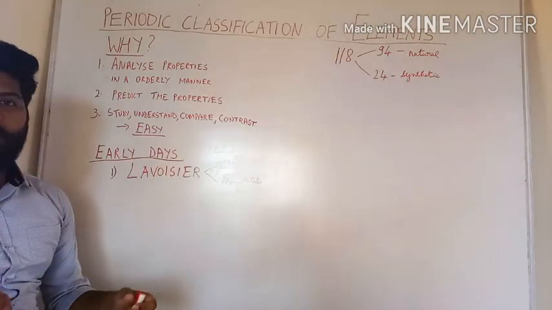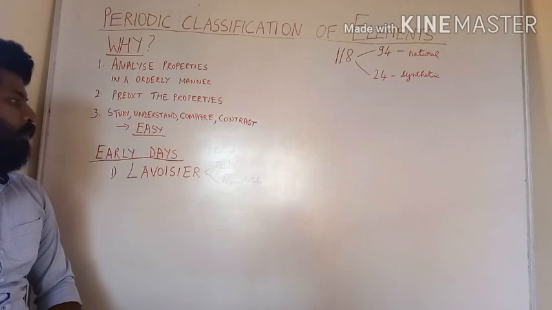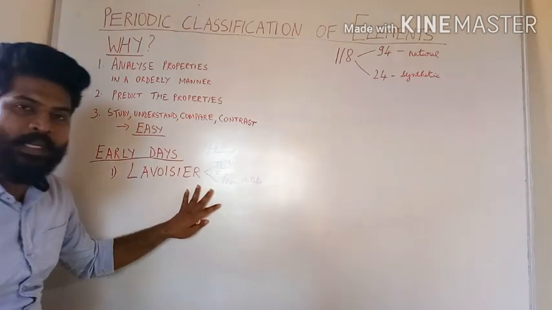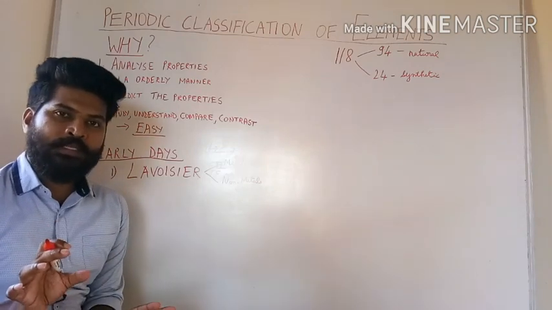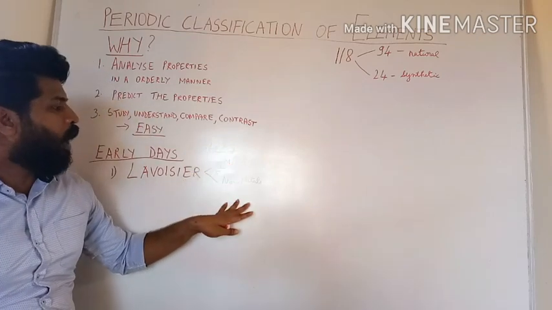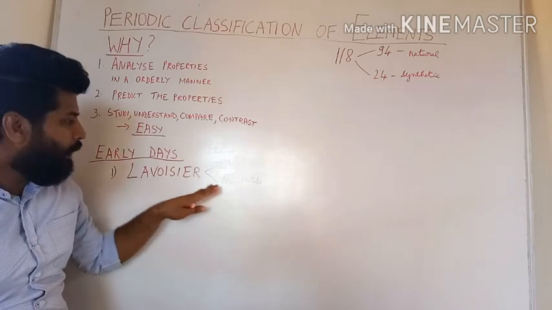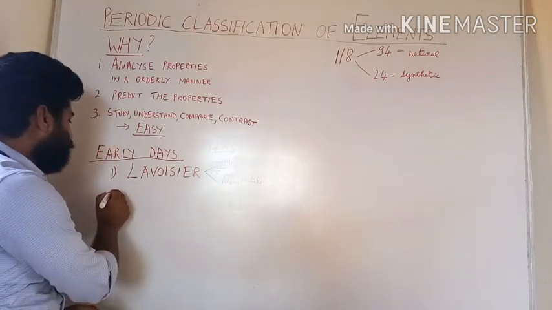That time hardly, I think, 18 to 20 elements were discovered. Now the problem with this classification is, the limitation is, what about elements who have properties resembling metals, at the same time they also have properties resembling non-metals, for example metalloids. So it does not speak about that. So this is the first attempt.